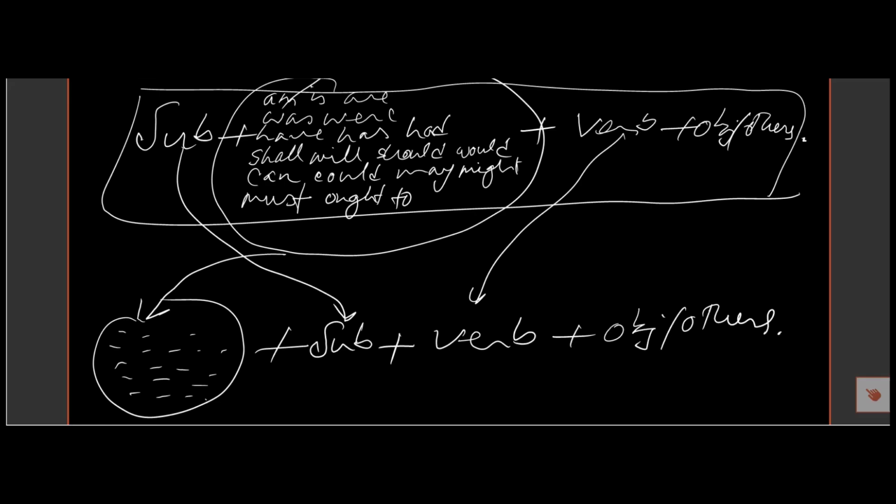And we must remember, if the sentence is affirmative, plus will be minus, and if the sentence is positive, then it will be negative, and if it is negative, then the sentence will be positive. So if there is no not, the verb takes not. But if there is not, the verb does not take not.